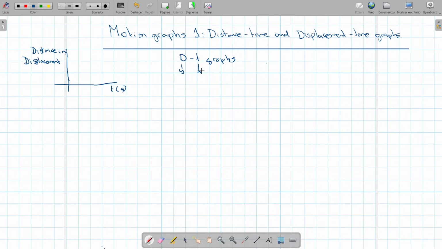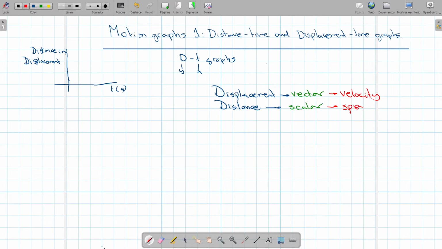What is the difference between a distance time and a displacement time graph? Remember that displacement is a vector, which is associated with velocity, which is another vector, and distance is a scalar quantity. It is paired with speed, which is also a scalar.